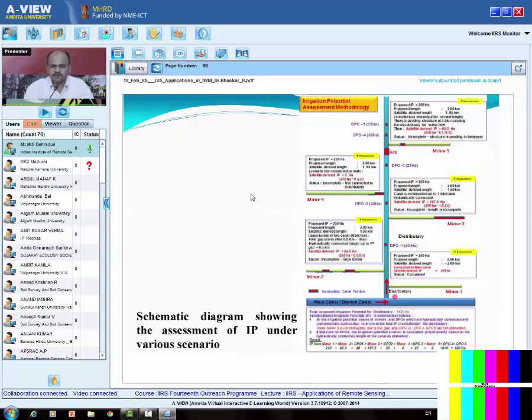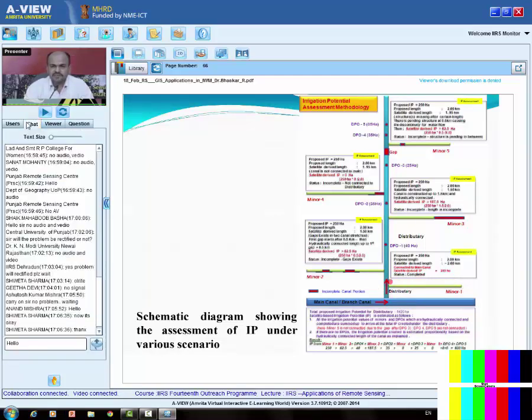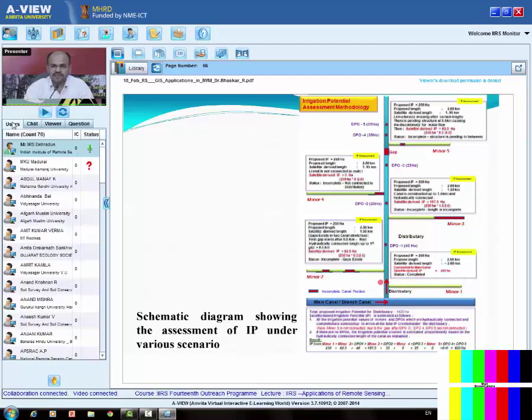As we can see, this is a minor one, where the promised length is I think 2 kilometer, and the actually constructed length is 2 kilometer, and this entire canal is hydraulically connected to its source. So this is the source of water for this minor. So I will say the physical progress of this canal is 100%. So the irrigation potential which is designed for this canal is being achieved.